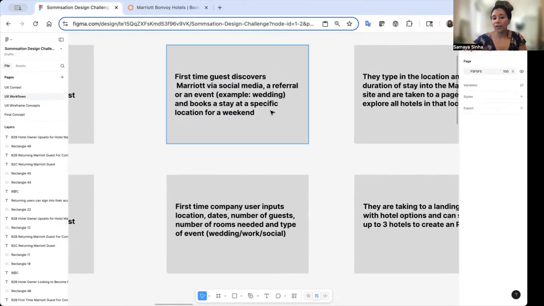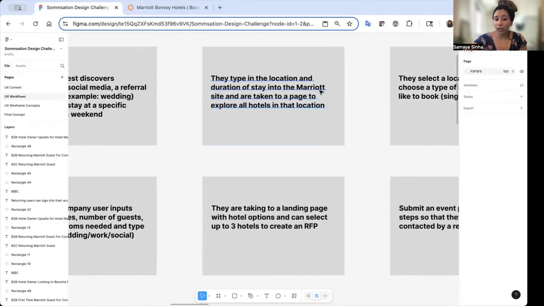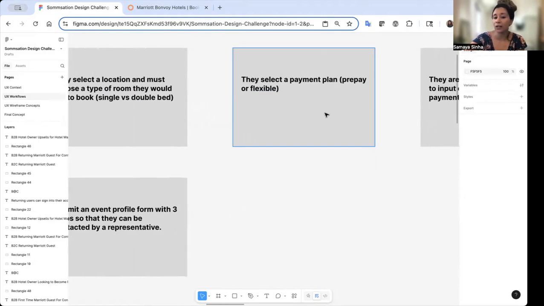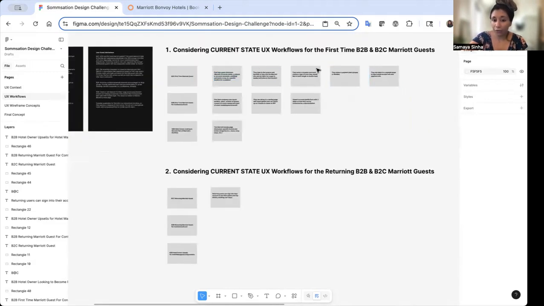And then maybe they book a specific stay for a specific location or weekend. They type in the location and duration of their stay into the Marriott site and are taken to a page to explore all hotels in that location. They select the location they must choose, and then they must choose a type of room that they would like to book. So a single versus a double bed, and then they're taken to a payment plan. They must select their payment plan before they're finally taken to a payment page where they input all their payment information. So this is quite a long 5-step process with multiple clicks involved to really get to the final room that they would like to book.